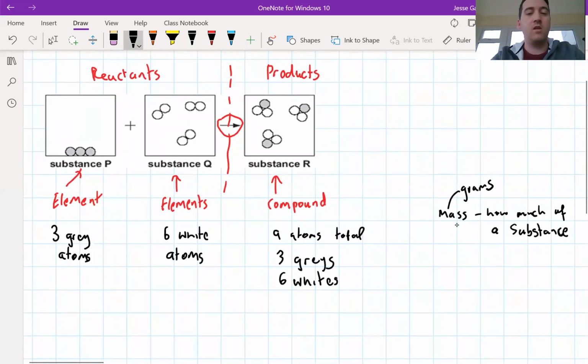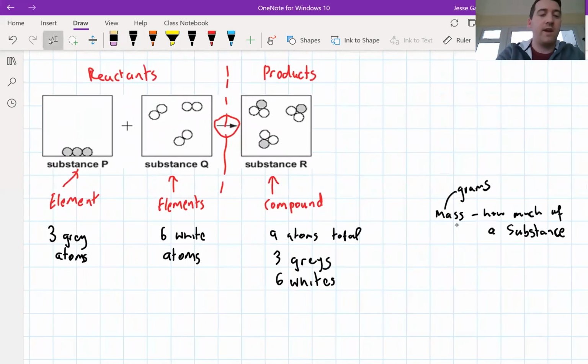Now, 3 atoms like this over here, this is going to have a really tiny mass. So we can just talk about it as 3 atoms. There are 3 atoms of it. There's a mass of 3 atoms. We're not going to measure in grams because we've got tiny masses. We're just going to deal with atoms here.